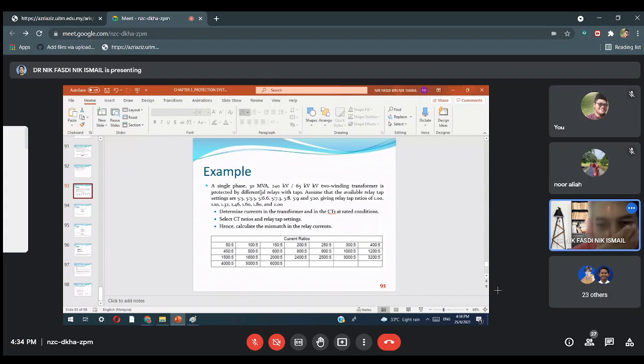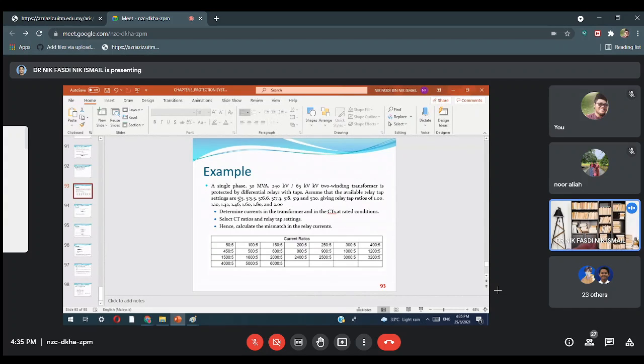Okay, sikit lagi. A single phase 30 MVA, 240 kV, 65 kV. Dia step down by 65 from 240 kV. Two winding transformer is protected by differential relay. Okay, kalau kata differential relay, you imagine dalam kepala you, no mismatch. Kalau tak nanti dia akan errors. CT akan current relay akan operate at start the fault current. Okay. Assume that available relay tap settings.